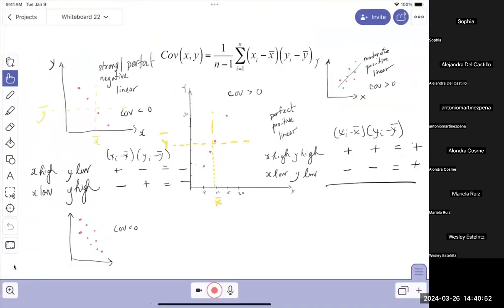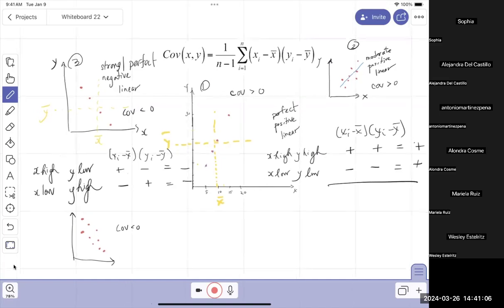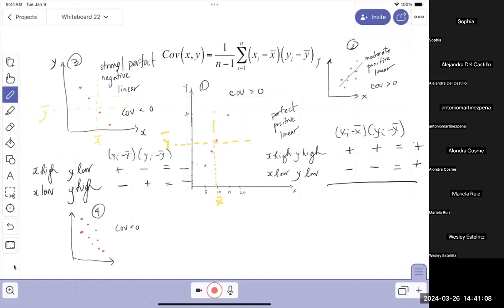All right, so which one is an R of +1? I should put numbers on these. So let's see. I started here. Then I did this. Then I did this. And then I did this. All right, so which one has an R of +1?